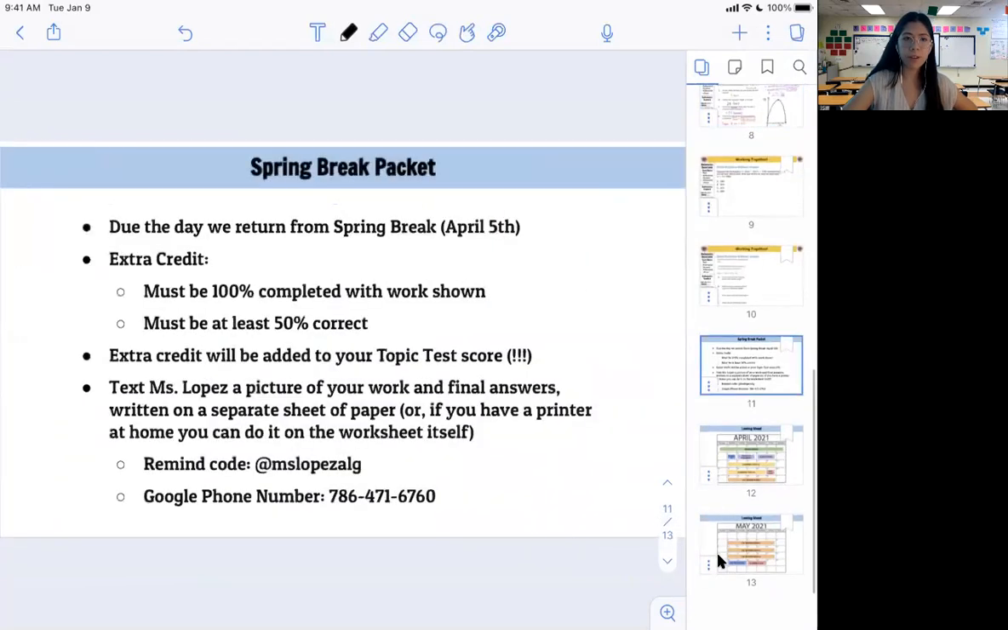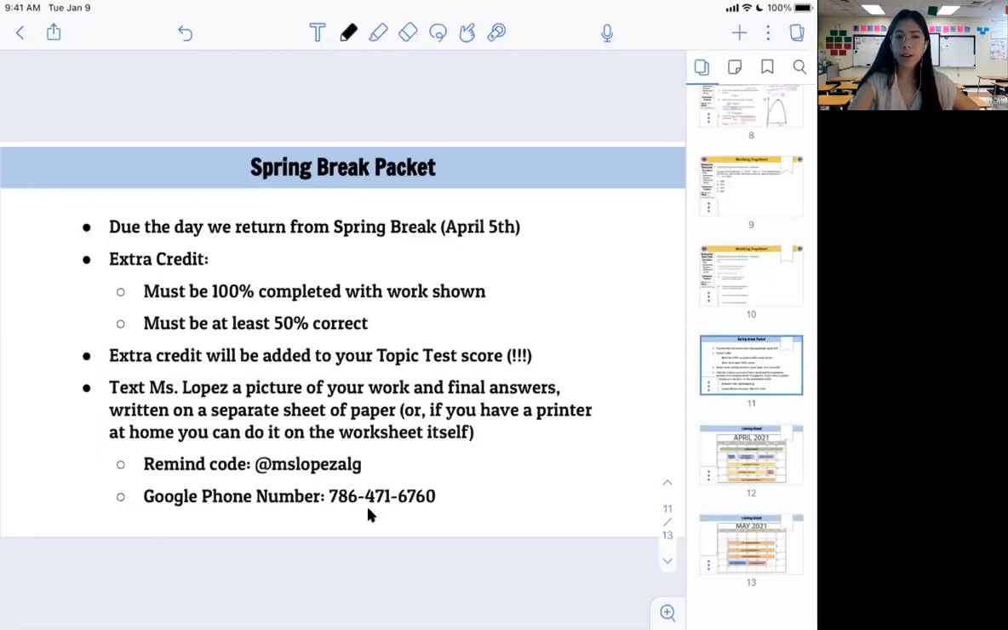But really quickly before you go, there is going to be a spring break packet that is extra credit. I'm going to post it on Teams, and it's going to be due the day we return from spring break. So that's April 5th. In order to earn extra credit, you have to do all of it. So just at least attempt every problem, and you have to get 50% of it correct. The extra credit will be added to your topic test score. So that's big points, because topic tests are the majority of your grade. So if you earn extra credit, that's going to bump your grade up a lot.